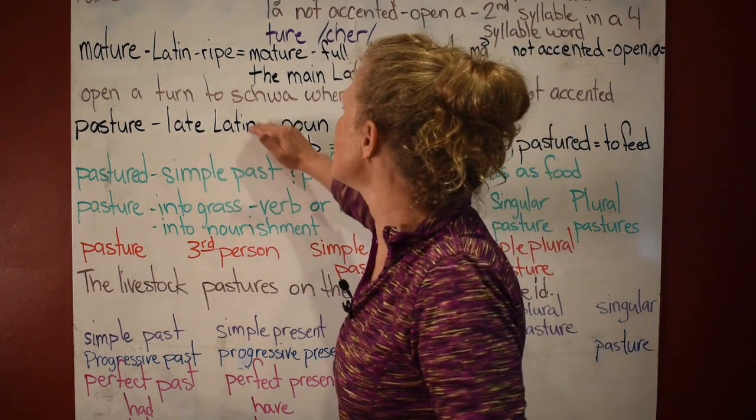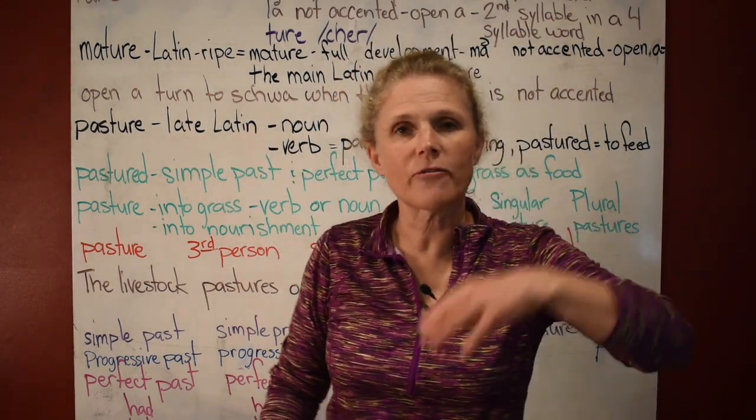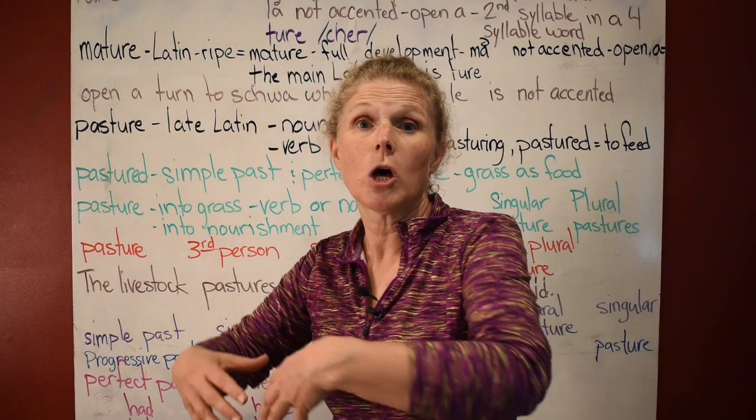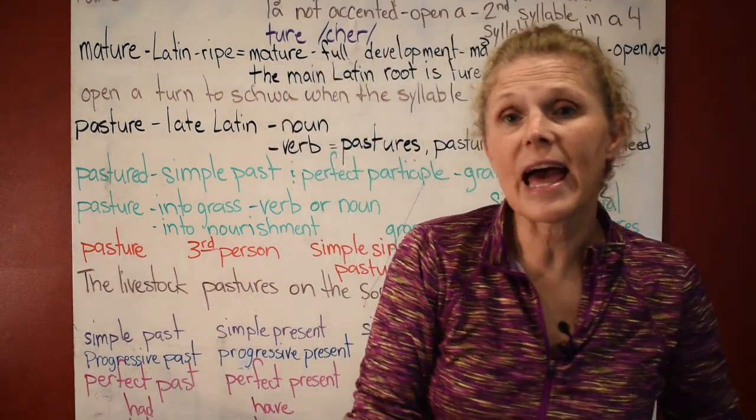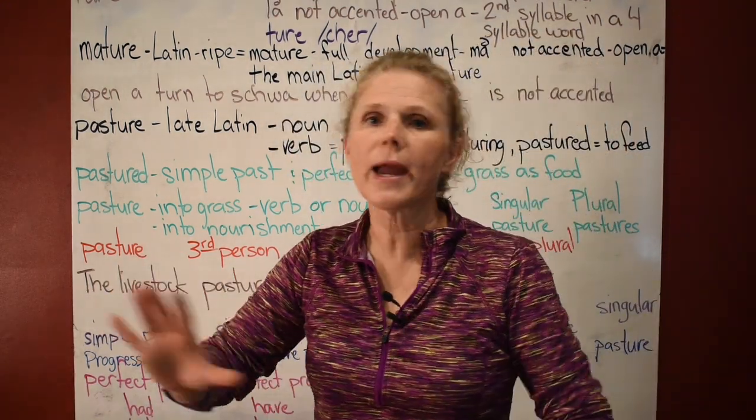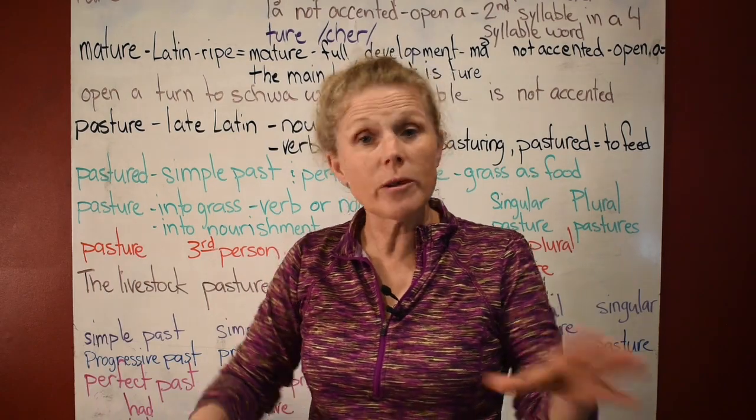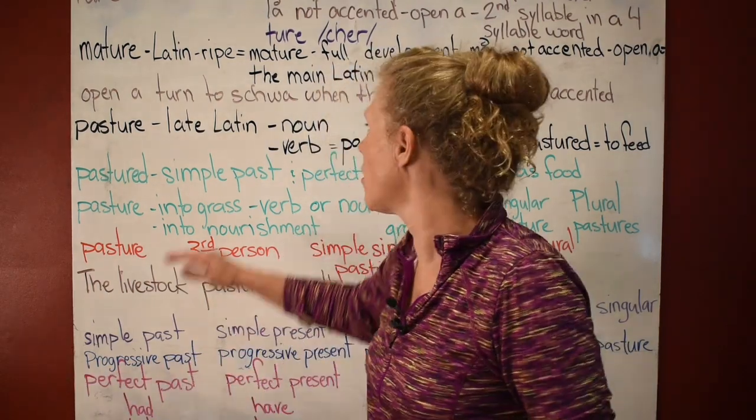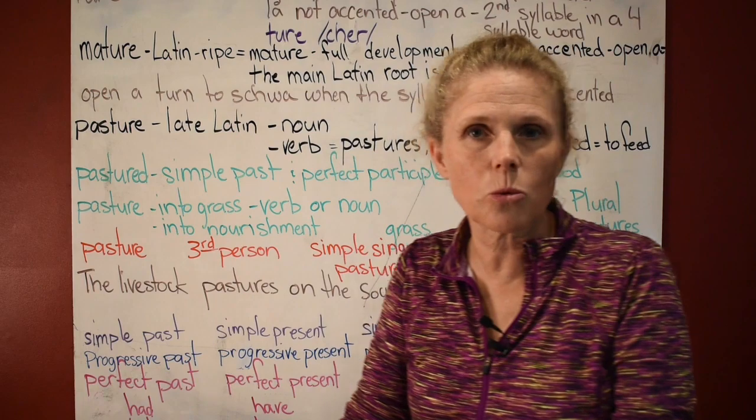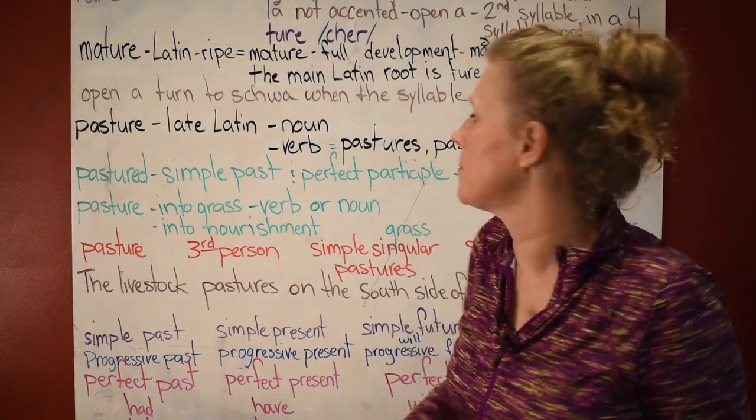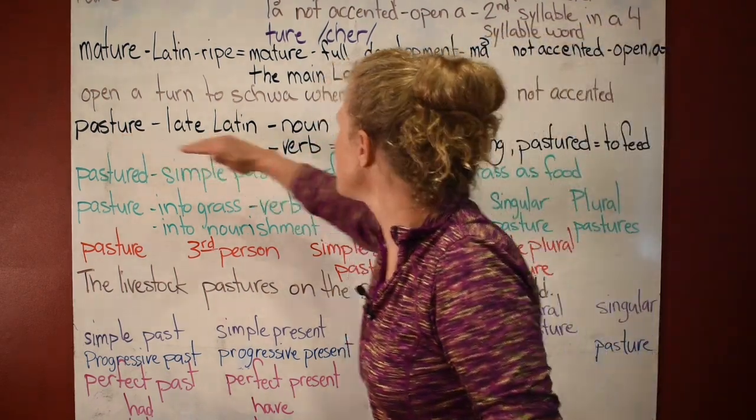All right, this falls in the late Latin area. We have early Latin, we have modern Latin, we have late Latin. That's the reason why in the English language, and in many languages, sometimes we can't merge our words in and understand them fully. All right, well, pasture, it's a noun.